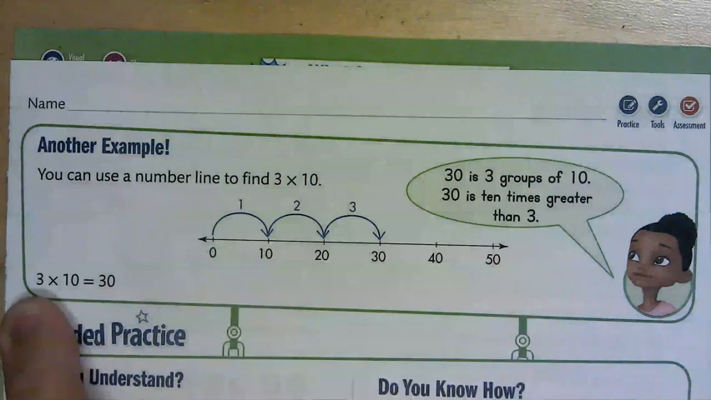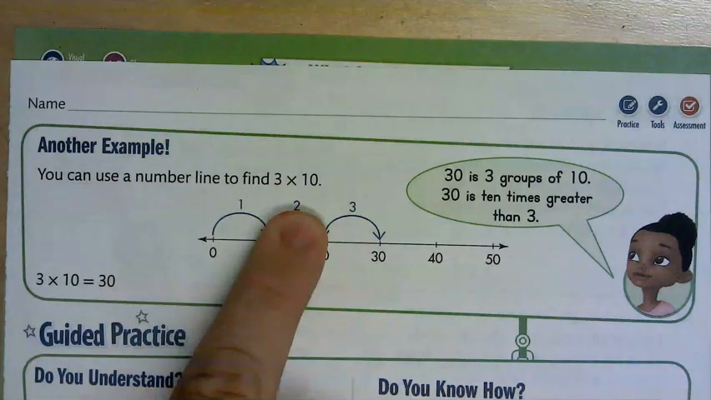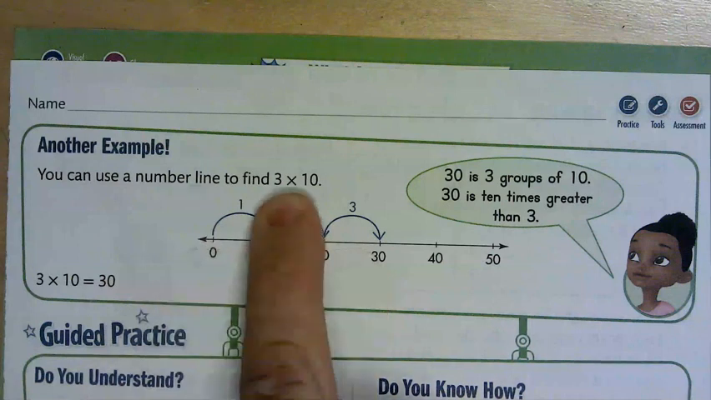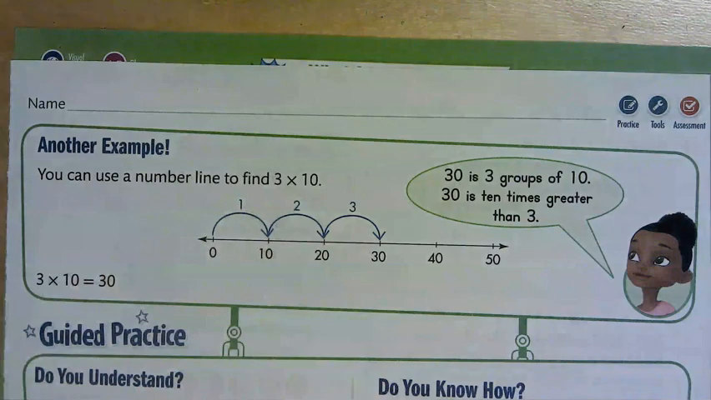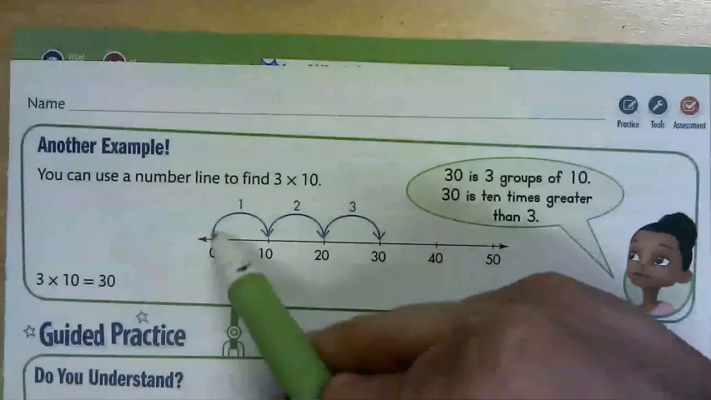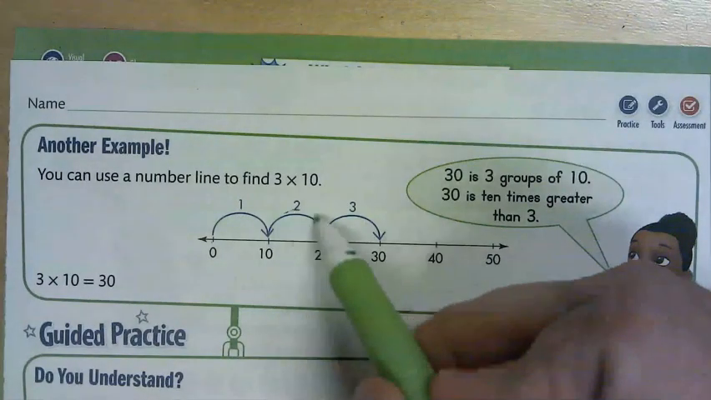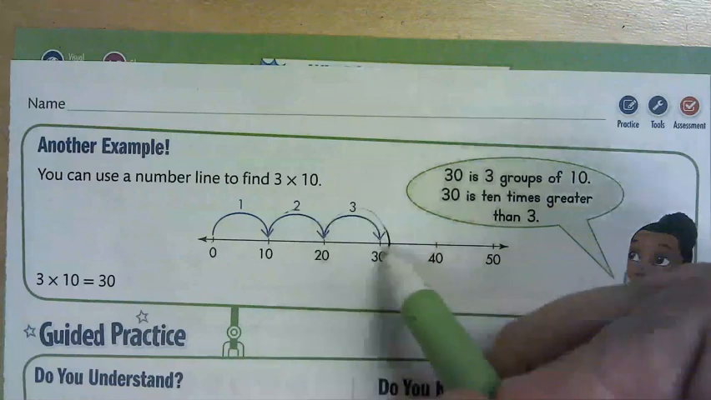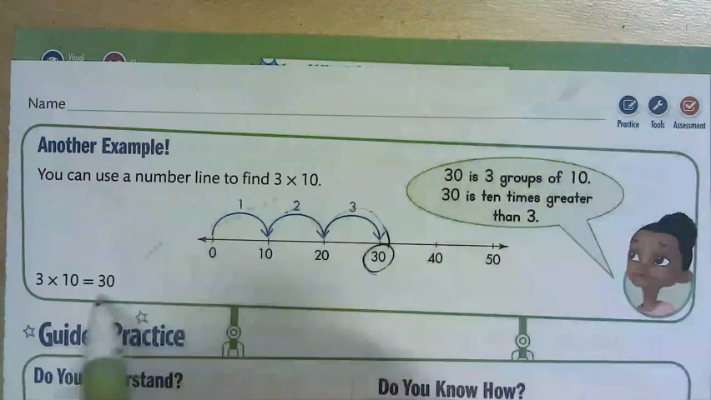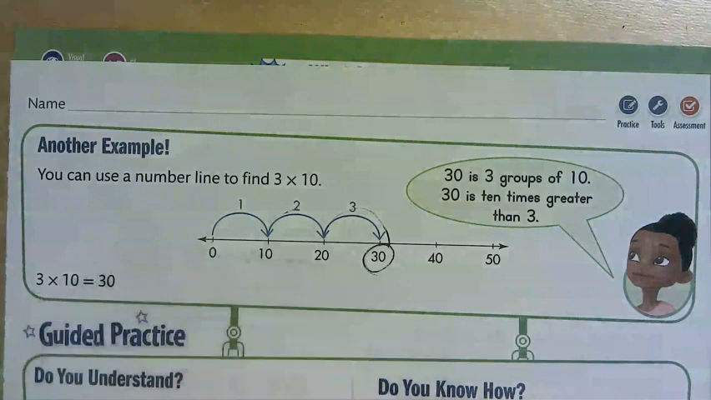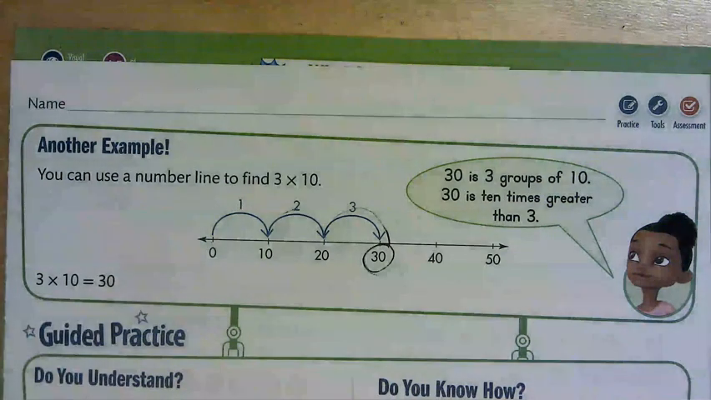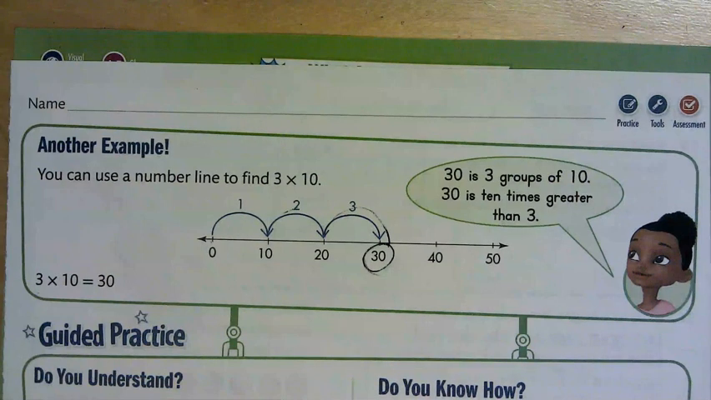Well, if my equation is 3 times 10, these are my tens. It says I want to jump 3 times, and I want to go by 10 each time. So I'll start here with my 0, and I'll jump 1, 2, 3, and I ended up at 30. So 3 times 10 equals 30. These are just different ways that you can look at multiples of 10. But let's go ahead and take a look at some that we can try on our own.